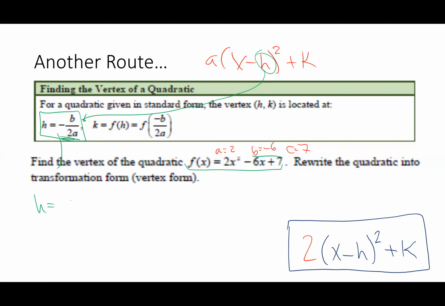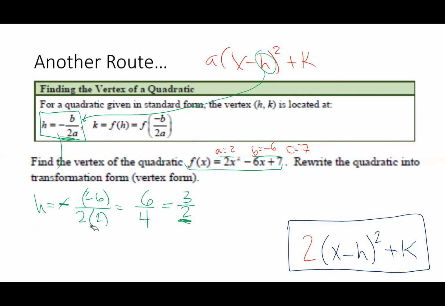Now I'm going to use this formula here for my h value. So remember, it's negative b over 2a, and a, I said, was 2. So these negatives cancel. So I end up with 6/4, which comes out to 3/2. All right, so now that's my h value.